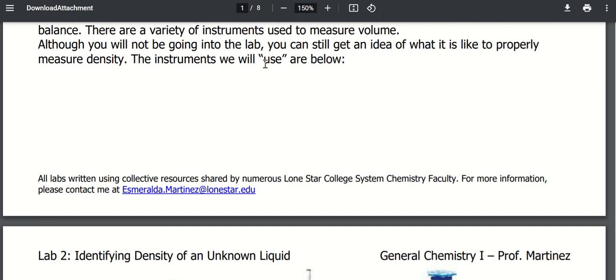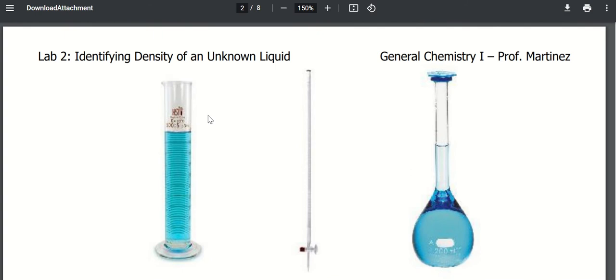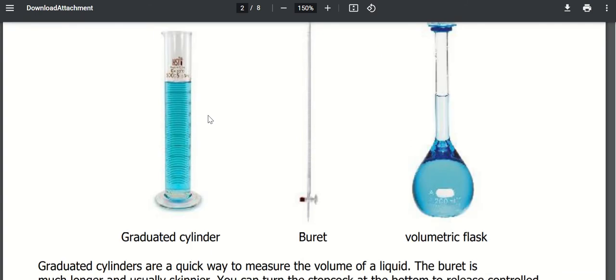So the instruments we're going to, quote unquote, use are these right here. You may have seen them before. Hopefully you saw them when you completed Lab 1 and you studied the common lab equipment. But all three of these are actually used for volume measurements. They're just different instruments or different glassware, and they each have their own purpose, right?